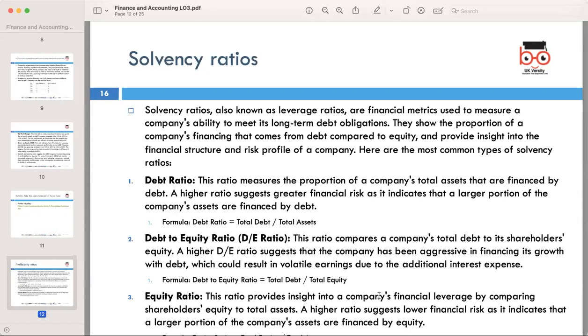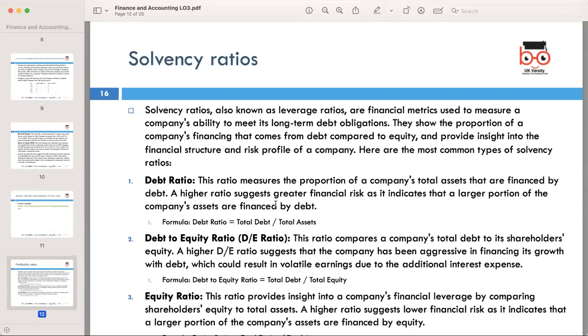The first solvency ratio we will discuss is the debt ratio. The debt ratio measures the proportion of a company's total assets that are financed by debt. A higher ratio suggests greater financial risk, as it indicates that a larger portion of the company's assets are financed by debt. The formula is: debt ratio is equal to total debt divided by total assets.